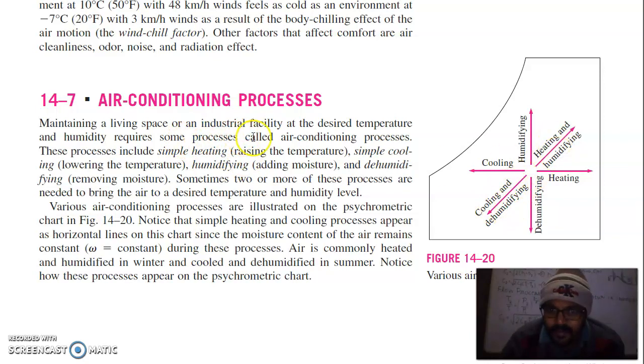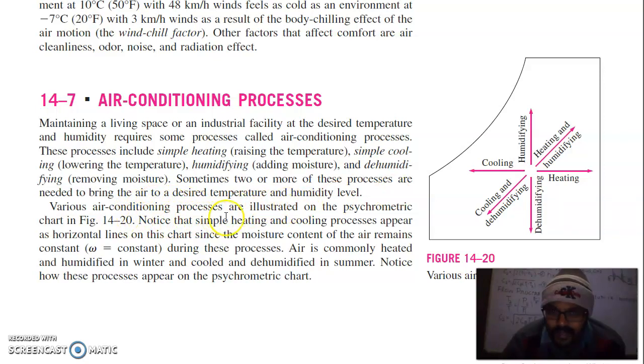Maintaining a living space or industrial facility at the desired temperature and humidity requires some processes called air conditioning processes. These processes include simple heating, raising the temperature; simple cooling, lowering the temperature; humidifying, adding moisture; and dehumidifying, removing moisture. Sometimes two or more of these processes are needed to bring the air to the desired temperature and humidity level.